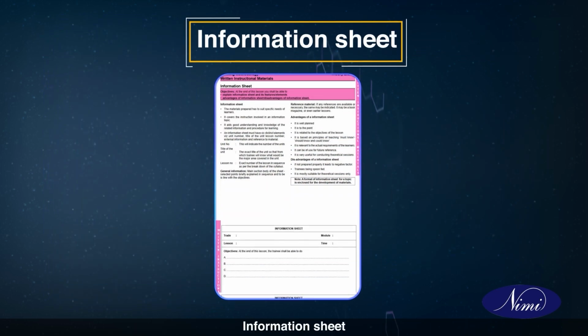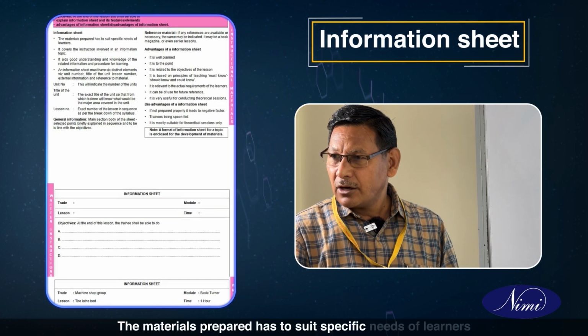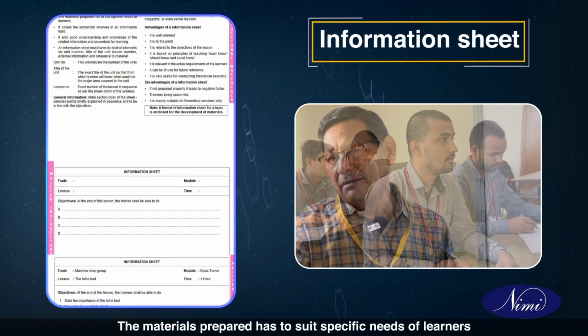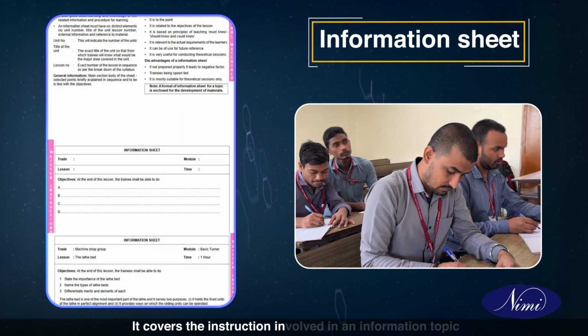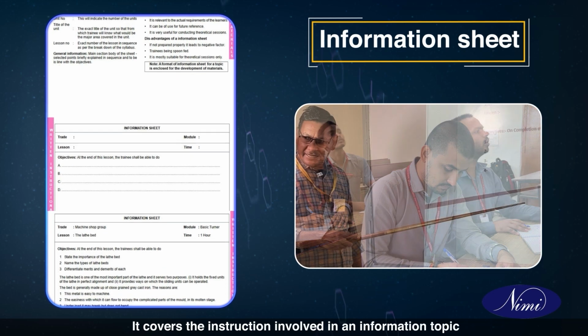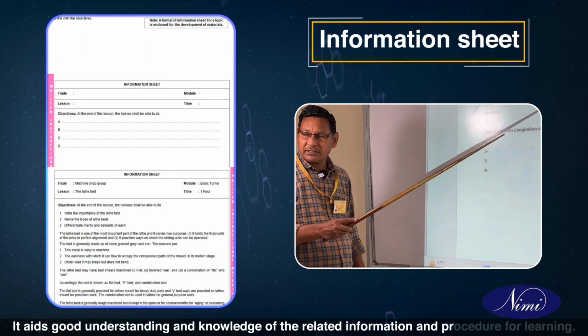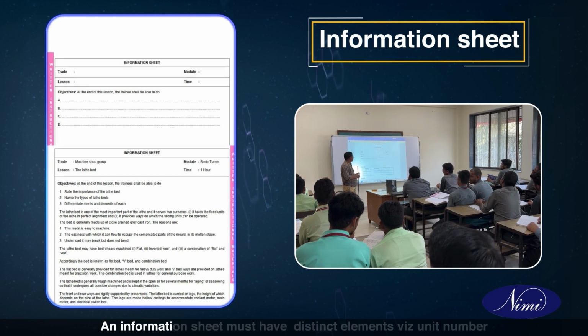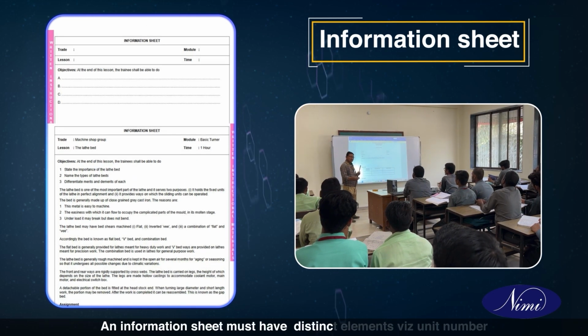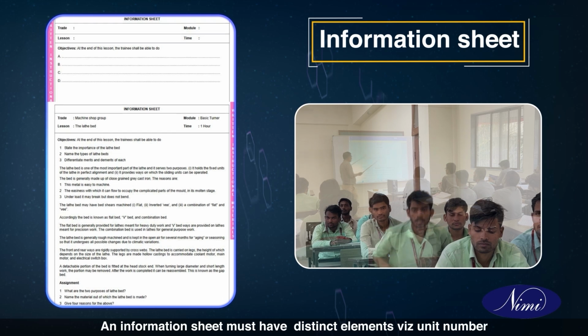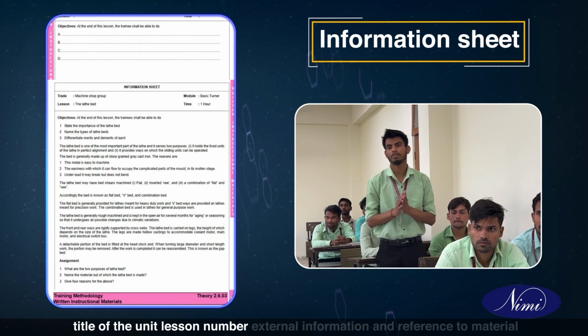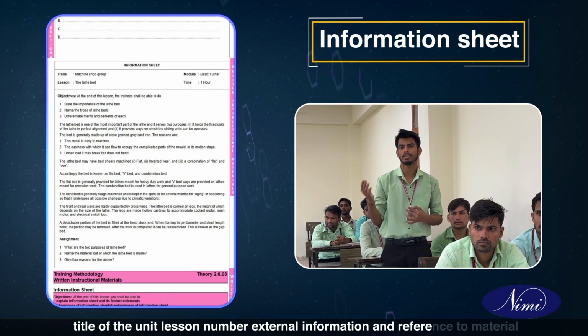Information sheet. The materials prepared have to suit specific needs of learners. It covers the instruction involved in an information topic. It aids good understanding and knowledge of the related information and procedure for learning. An information sheet must have distinct elements with unit number, title of the unit, lesson number, external information and reference to material.